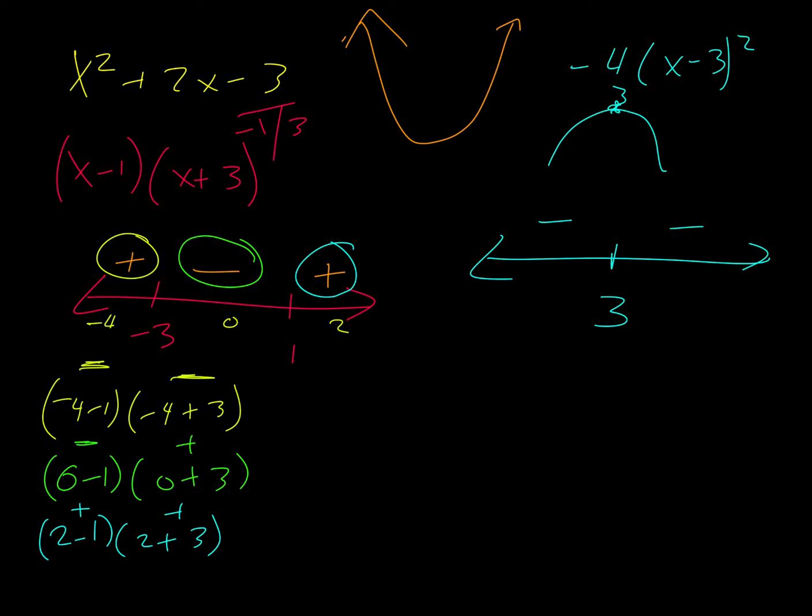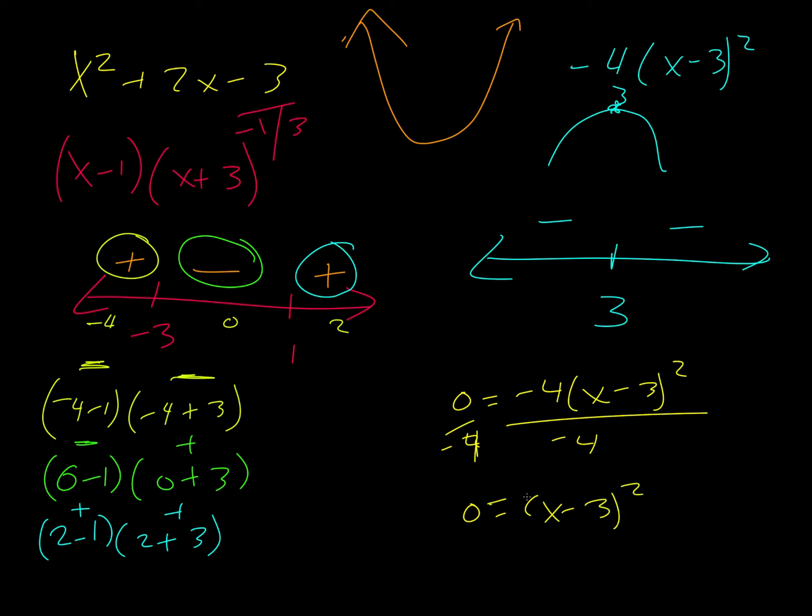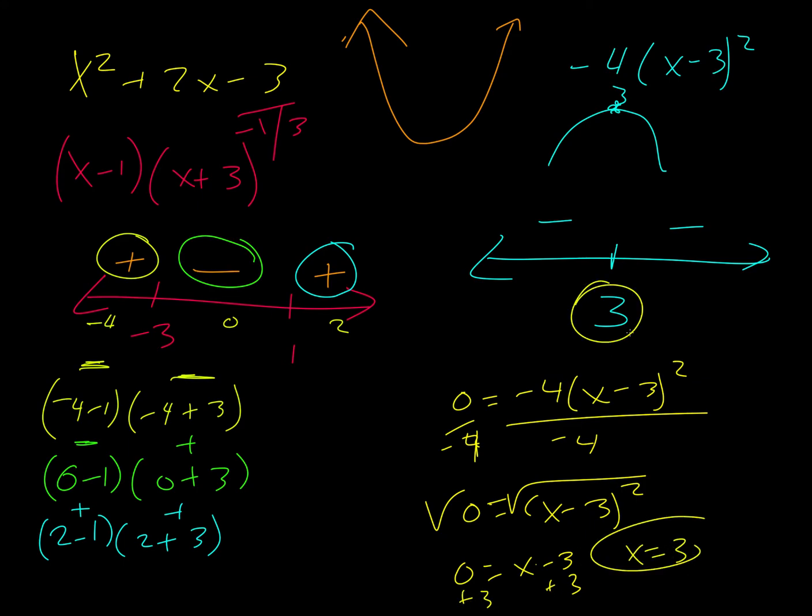Now, once again, you may or may not feel comfortable with that. So to find that 3, we could have set this equal to 0. Okay, we divide by -4, divide by -4. So that's 0 equals x minus 3 squared. Square root, plus or minus 0 is still 0. Add 3, and so x equals 3. So that still found this.